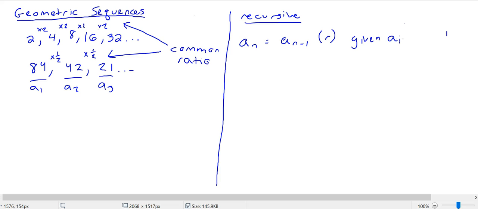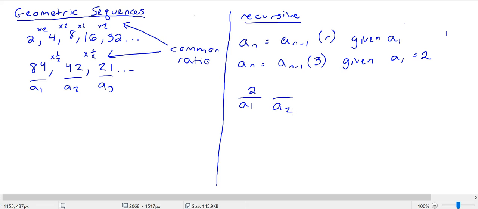So let's say we have a recursive geometric sequence: a sub n is equal to a sub n minus 1 times 3, given that a sub 1 is equal to 2. So let's write out the first 3 terms in our sequence. A sub 1, we're given, is 2. A sub 2, the second term in our sequence, let's solve for a sub 2.